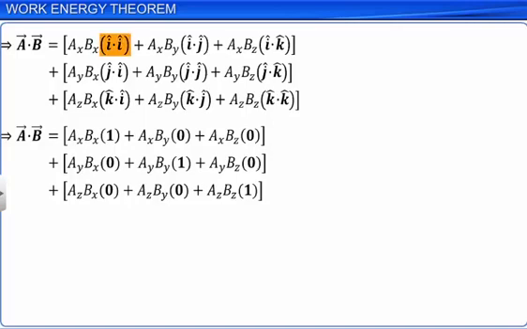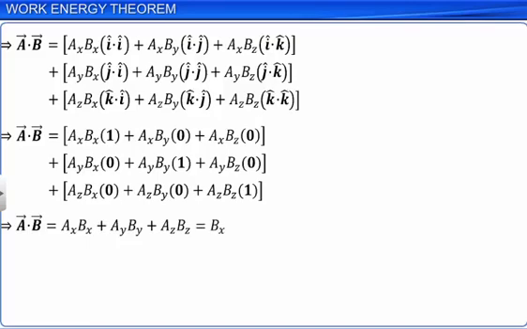Substituting the values of I dot I, J dot J and K dot K as 1 and the values of I dot J, I dot K, J dot I, J dot K, K dot I and K dot J as 0 and simplifying, we get A dot B is equal to AX BX plus AY BY plus AZ BZ.